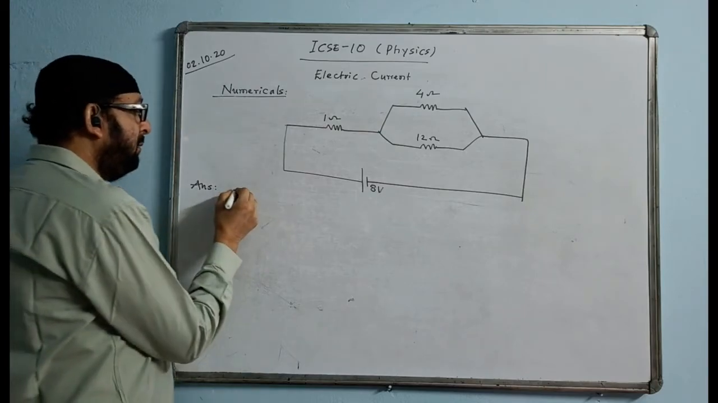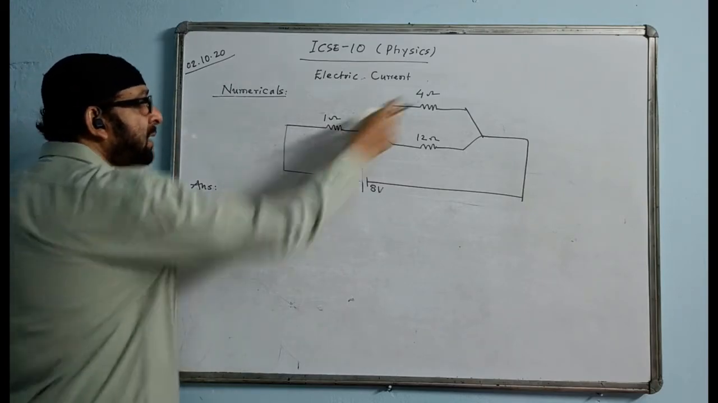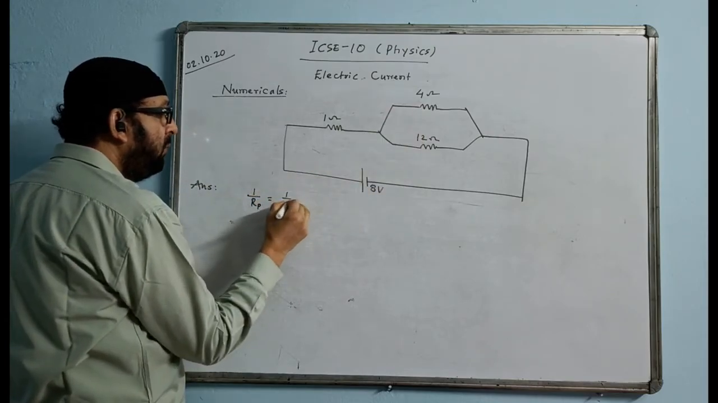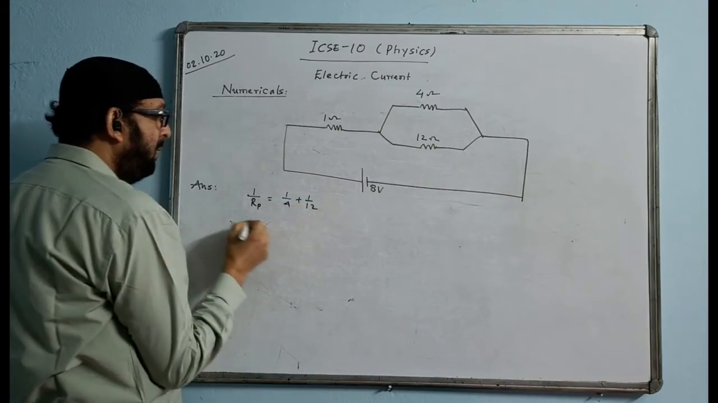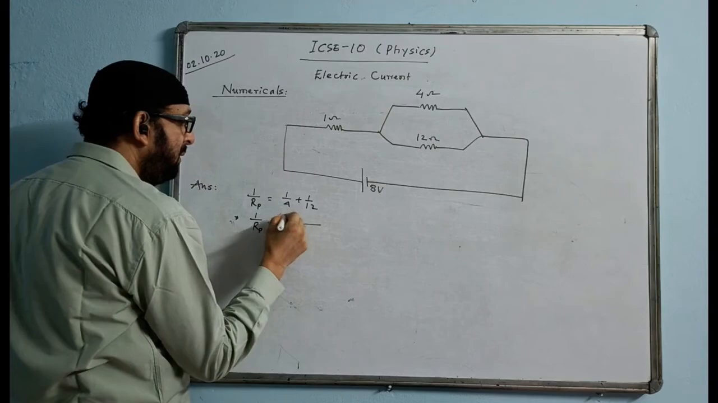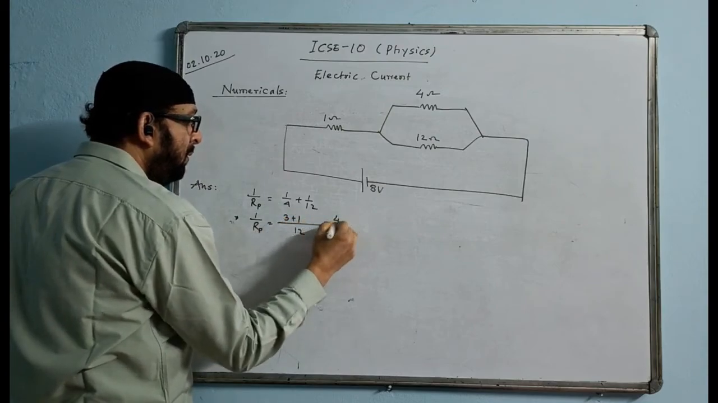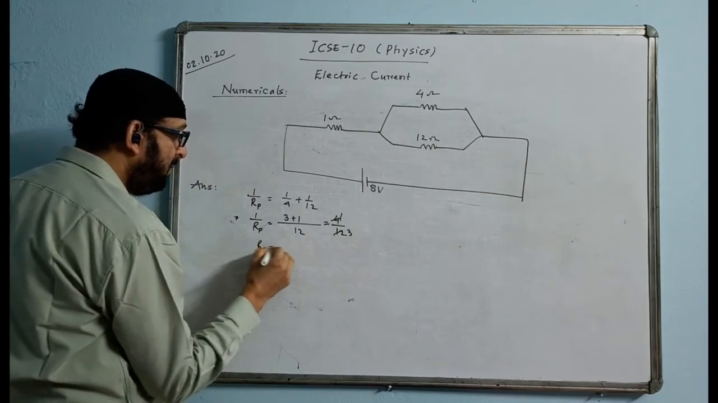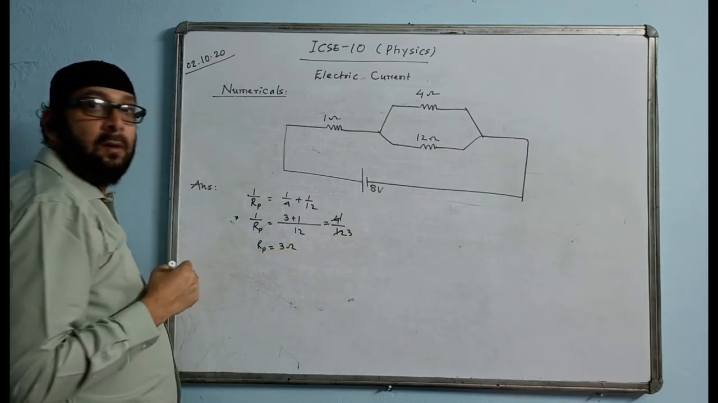First we'll be finding the total resistance. They are in parallel, we see, so we'll add 1 by Rp. The formula is 1 by 4 plus 1 by 12. 1 by Rp is equal to, LCM is 12, we get 3 plus 1, 4 by 12. 4 1s are 4, 4 3s are 12. We get Rp value is coming 3 ohm.